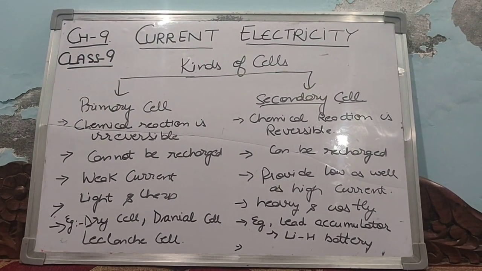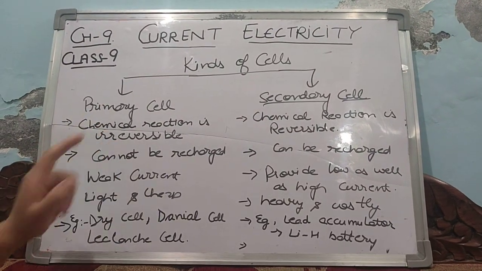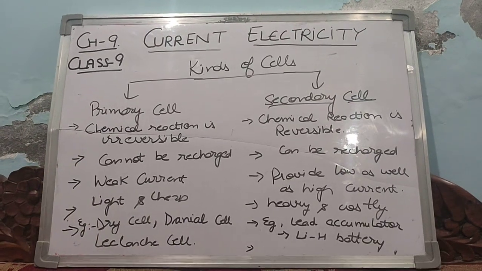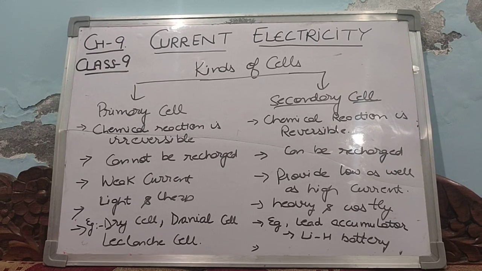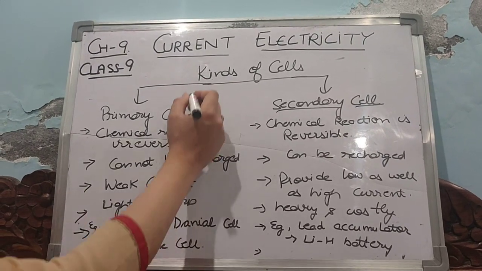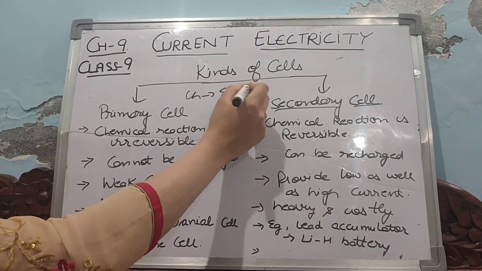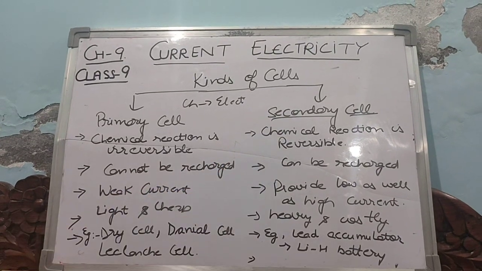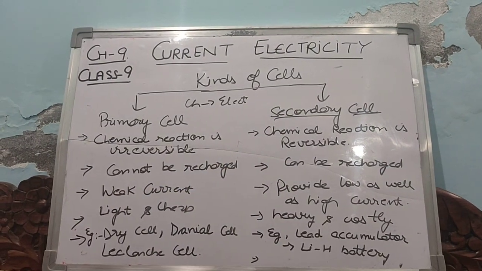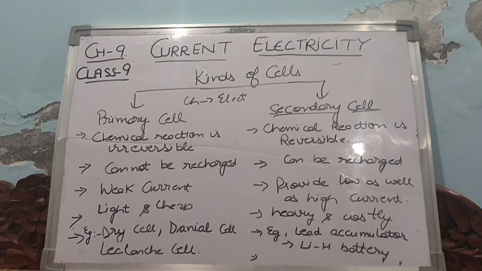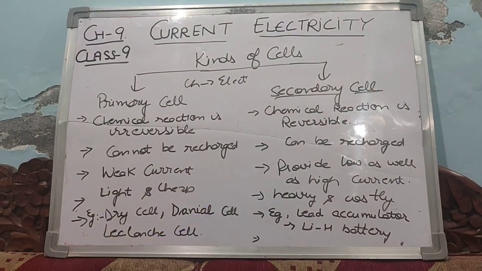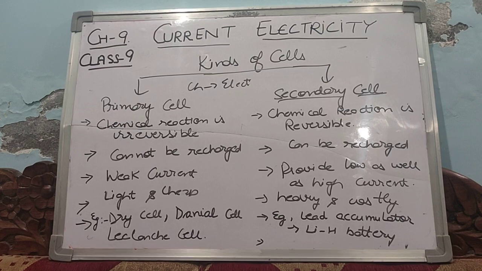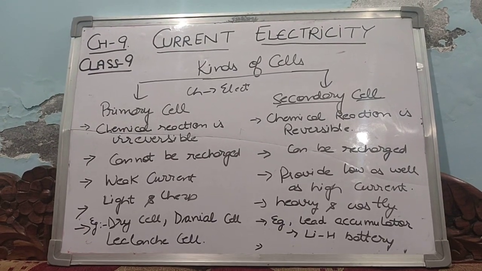So again I'm concluding that in primary cells the reaction is irreversible and chemical energy is converted into electrical energy when current is drawn from it. Remember students, only when current is drawn can we convert chemical energy into electrical energy. While in secondary cells, the chemical reaction is reversible, that is, they can be recharged. So electrical energy converts into chemical energy when current is passed through it, and the opposite, chemical energy is converted into electrical energy when current is drawn from it.